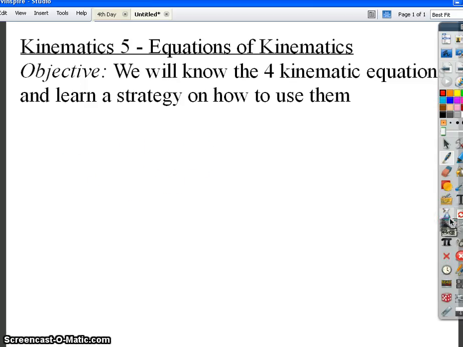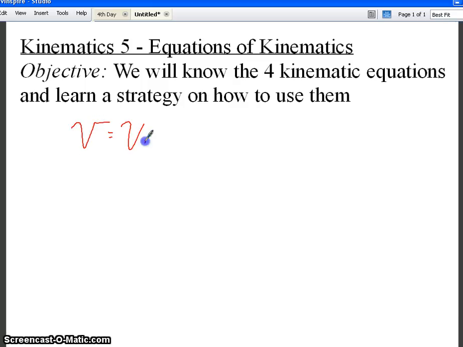So we have four kinematic equations. These equations help us relate these things. I don't care what class you're in, what level you're in, these equations need to be memorized. So we have velocity equals initial velocity plus acceleration times time.